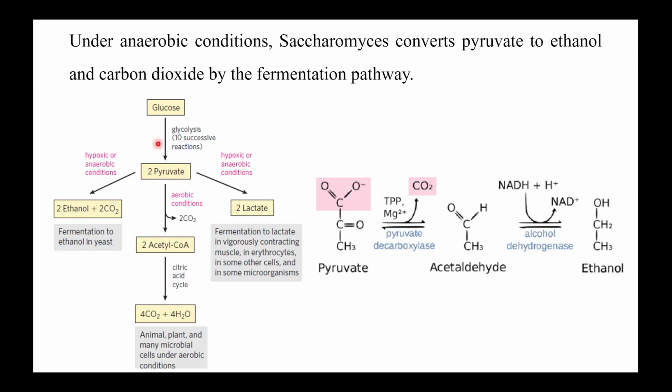So pyruvate actually has 3 fates inside the cell. So this is called the fate of pyruvate. So pyruvate can either enter the aerobic respiration. So we all are breathing oxygen in and releasing carbon dioxide out, right? But what is happening when we are breathing in oxygen and how we are exhaling carbon dioxide? We are basically undergoing aerobic respiration. We are respiring in presence of oxygen.